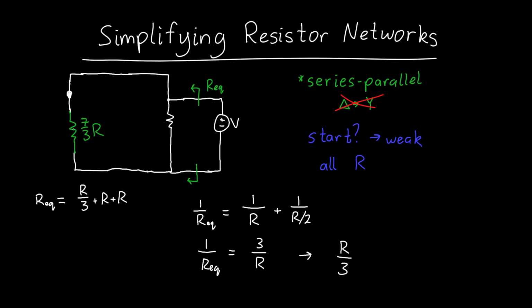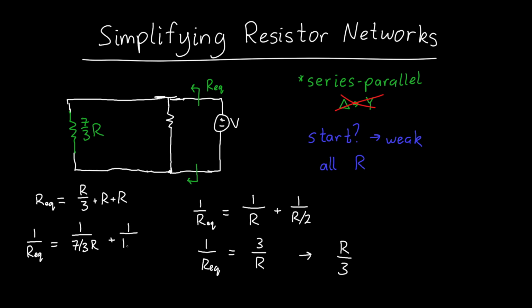So this resistor we now see is in parallel with this resistor. And if you want, we can redraw it to make that a little more clear. So they're connected at both ends. They're connected at the top and they're connected at the bottom. And that's all you need for two resistors to be in parallel. And so their equivalent resistance, 1 over Req, is just 1 over 7/3 R plus 1 over 1R.